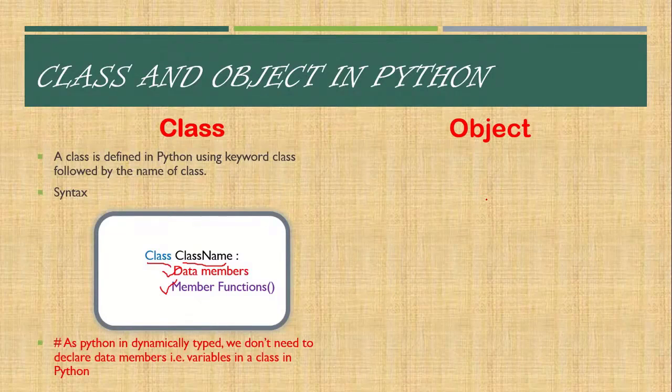So as Python is dynamically typed, we do not need to declare data members, that is variables, in a class in Python. If we use some other programming language like C++ or Java, there were three basic steps, and one of the steps was that we used to first of all declare the different variables which were there.